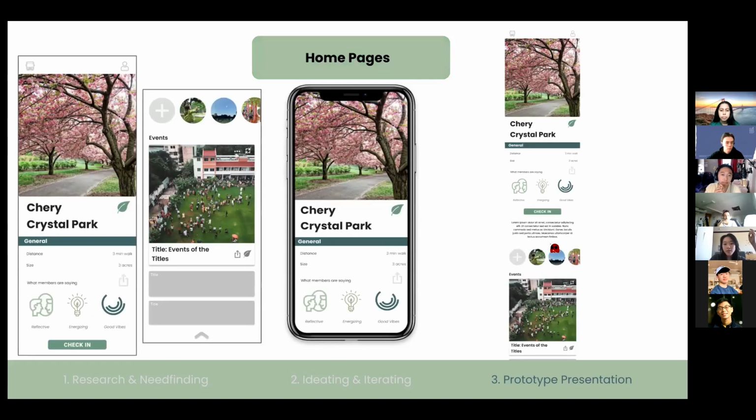These are our basic home pages. And what it has is one large photo, and then the distance from you. So if you allow access to your location, it can calculate how far you are, how big the park is, and it also gives a decent showcase of what events are happening at that time.